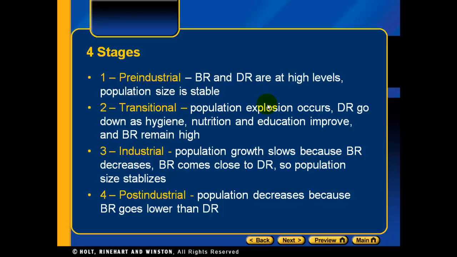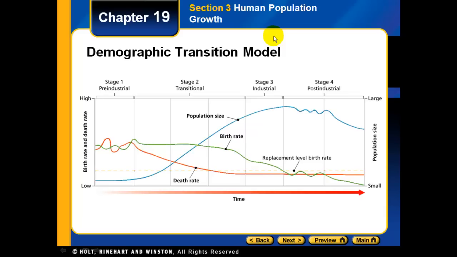The third stage is industrial. Population growth slowed down because birth rate decreased. Birth rate became closer to death rate, so population size became stable. And stage 4, post-industrial: population decreases because birth rate goes lower than death rate. And that is a picture showing the population size for stage 1, stage 2, stage 3, and stage 4.